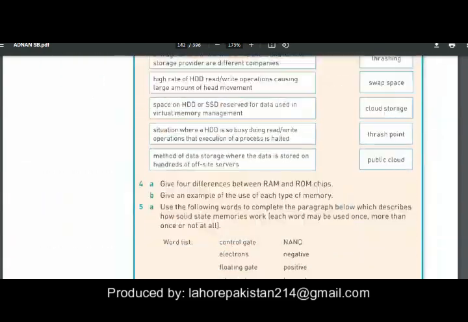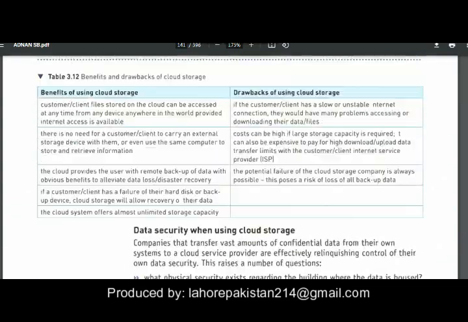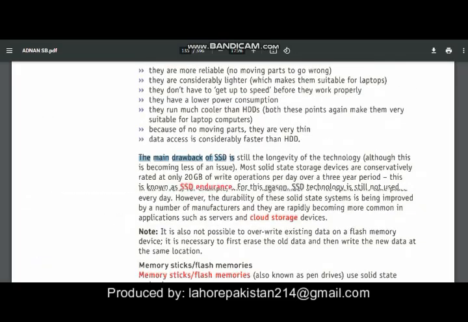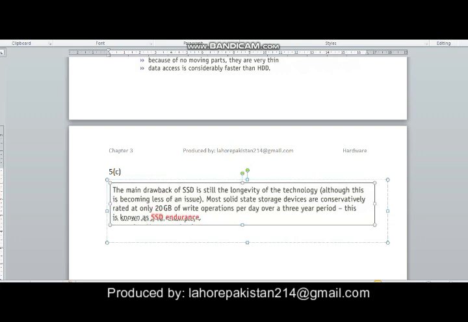The last question says: describe one disadvantage of a solid state drive. The answer is written over here, that the main drawback of SSD is still the longevity of the technology, that it is not as durable as compared to the older HDD drives which had round platters. Another drawback is written over here, that it is rated at 20 GB of write operations per day. This is known as SSD endurance. The number of write operations per day is also less.